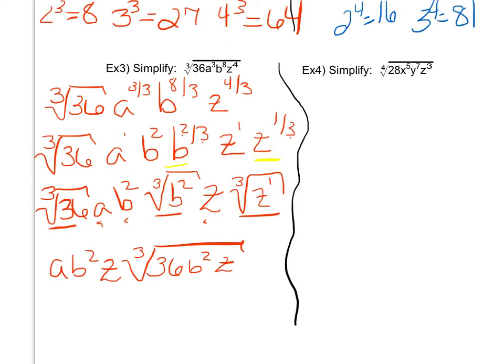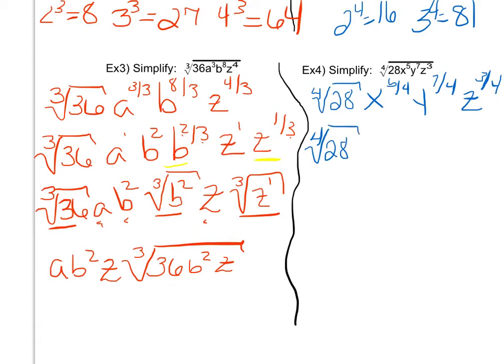Since 28 can't be divided by either of those, I see once again, just like in the last example, that 28, or the fourth root of 28, cannot be simplified. So I leave that under a radical. I get x to the 5 over 4, y to the 7 over 4, z to the 3 over 4. Leaving the fourth root of 28, again, it cannot be simplified.